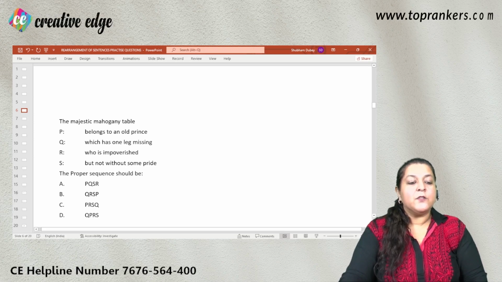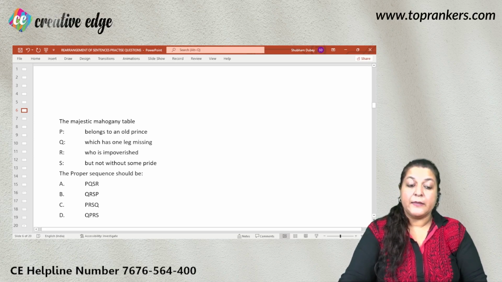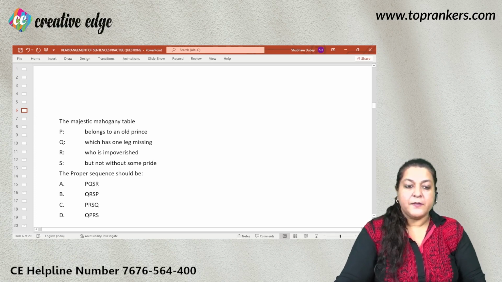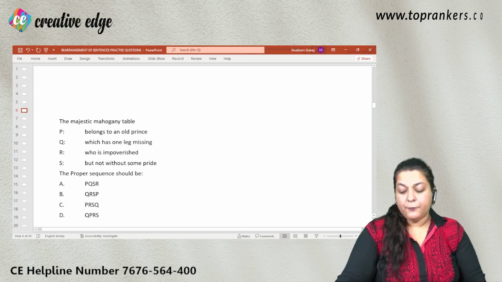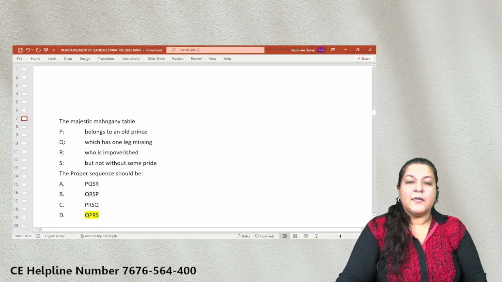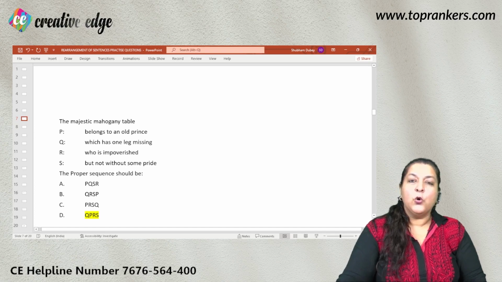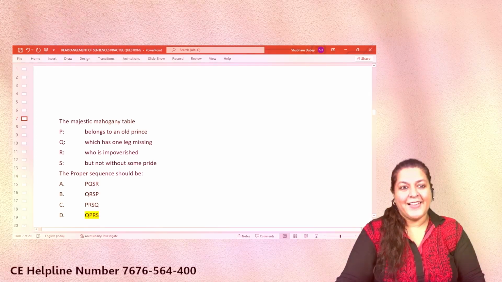Yes. So R and S definitely will come together, the reason being they are talking of the same person, that is the prince. So our options have to be like this: the majestic mahogany table, which has one leg missing, belongs to an old prince who is impoverished but not without some pride. 20 seconds. That's it.